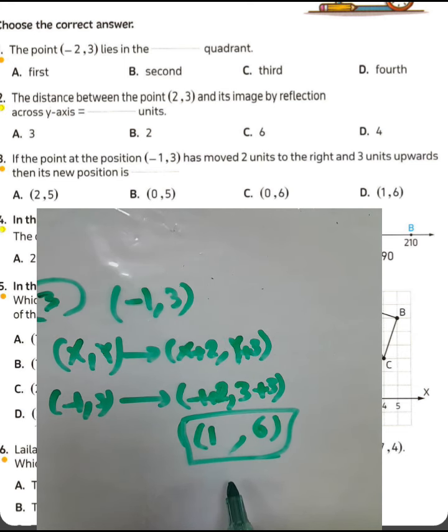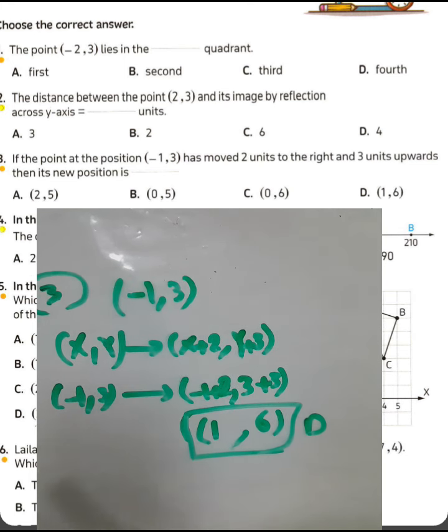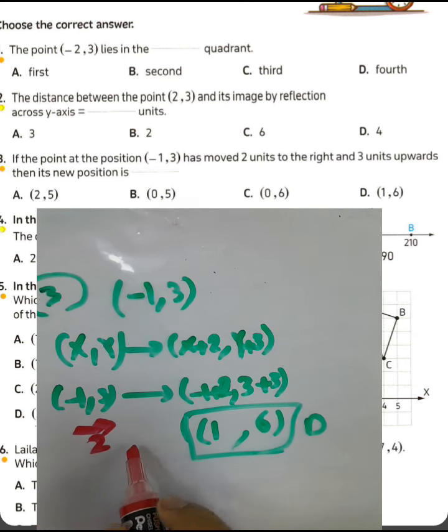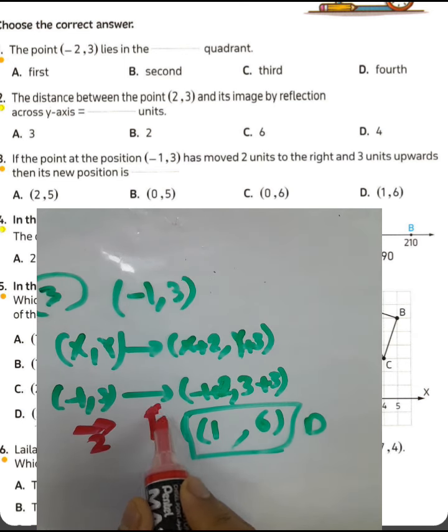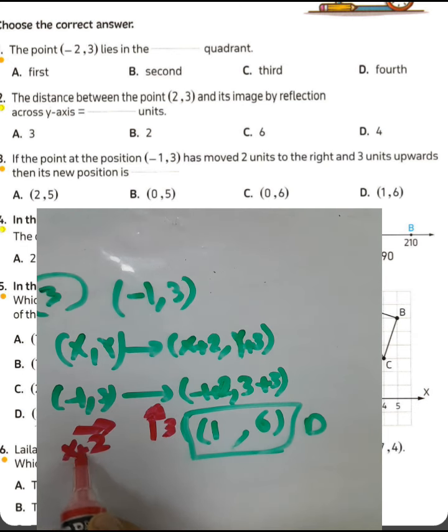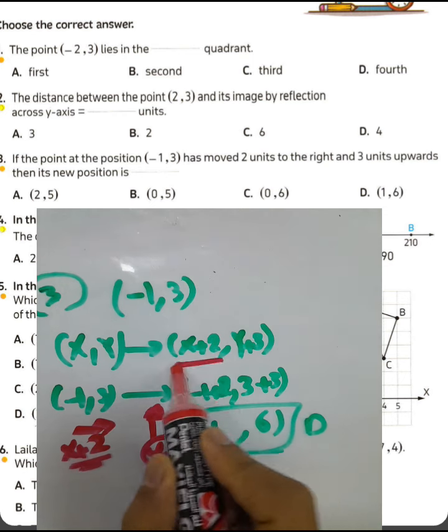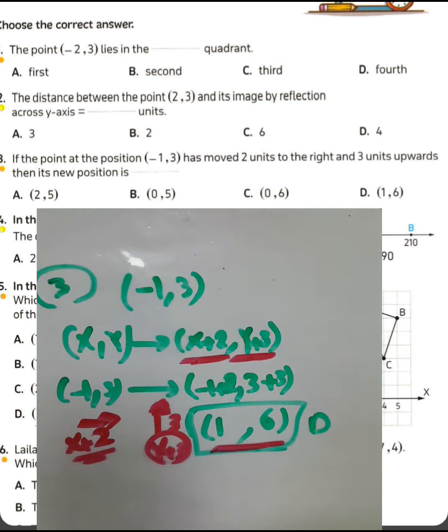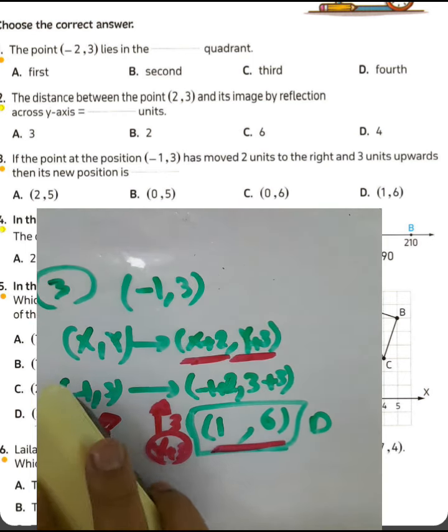Choose letter D for question number 3. Then the point at the position (-1, 3) has moved 2 units right and 3 units upward, meaning x plus 2 and y plus 3. The result is (1, 6). It's the image of this point.